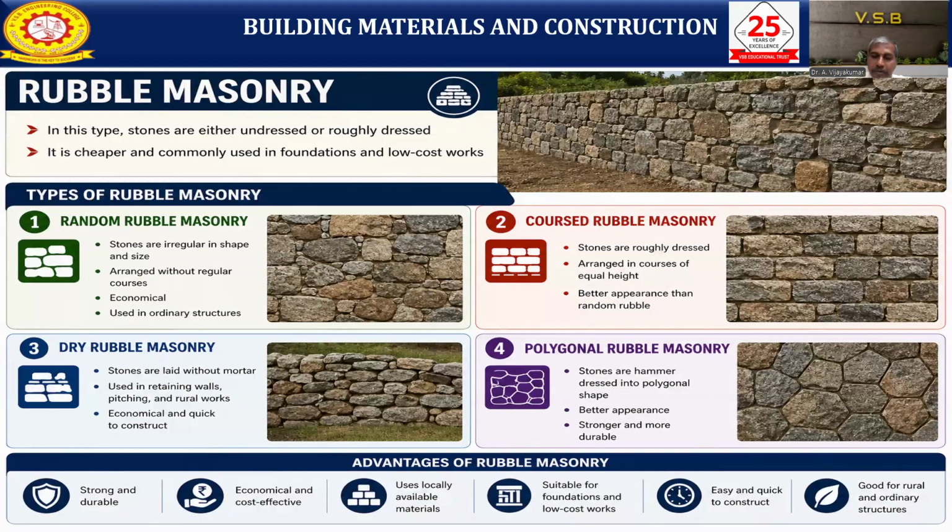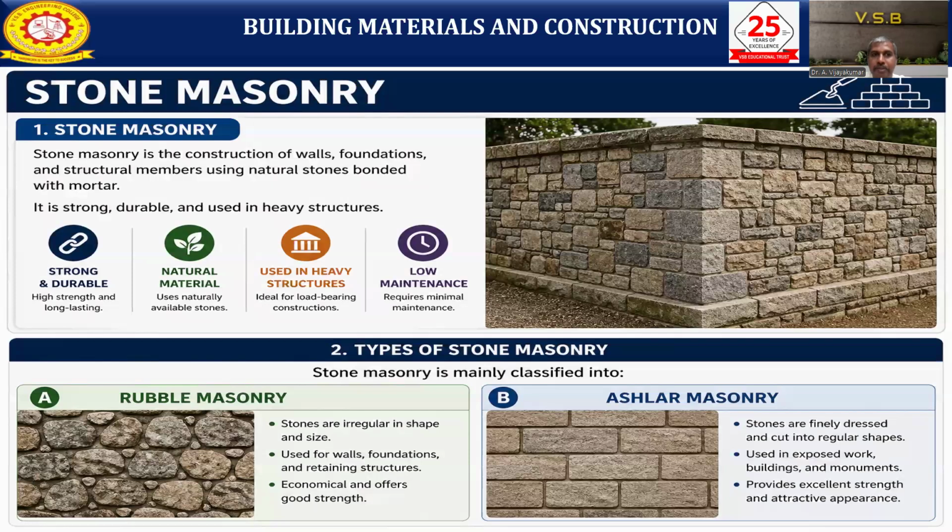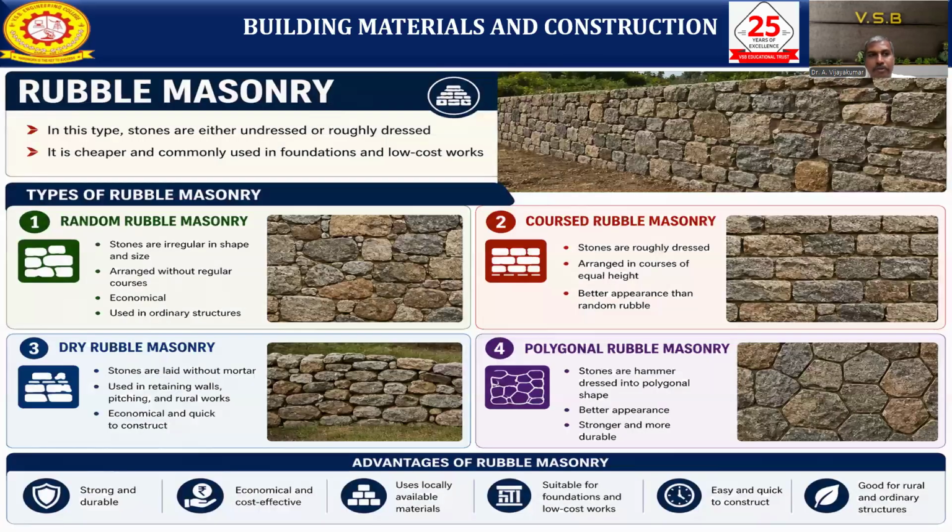The first type is rubble masonry. That means stone masonry is classified into two: one is rubble and the other is ashlar. First, we are going to discuss rubble masonry. What is rubble? We are not maintaining proper thickness, uniformity, or layers. The stones are either undressed, meaning we do nothing with the chisel, or just roughly dressed, and we make them into a layer.